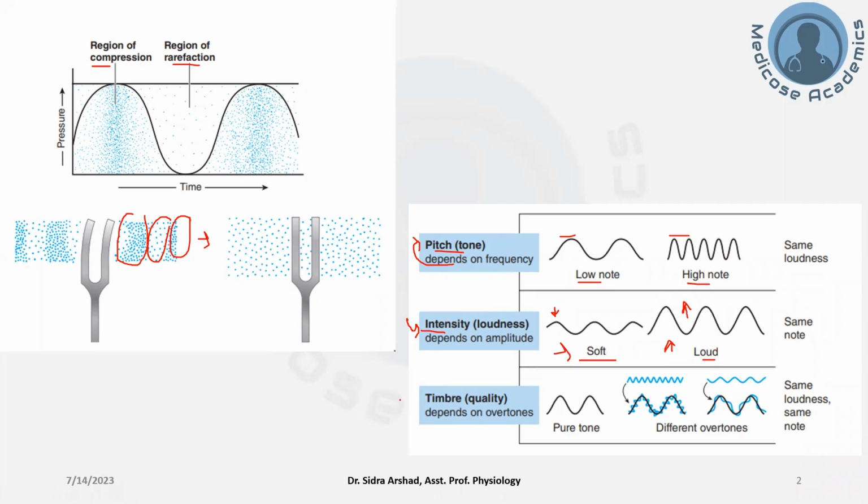There is another quality which is known as the timbre or quality of the sound. It depends upon the overtones. Overtones refers to the other sound frequencies which are present along with the fundamental frequency. So there is a pure tone, and superimposed on that will be waves of other frequencies. Together they impart richness to a sound, which is referred to as the timbre or quality of that sound.